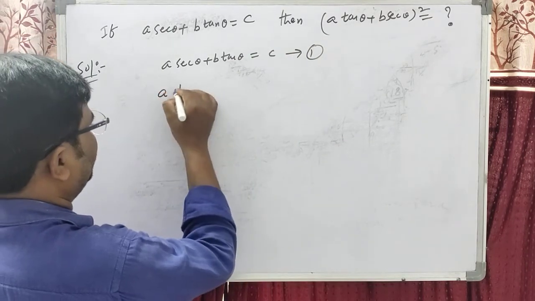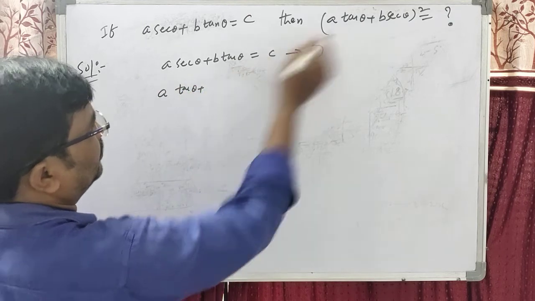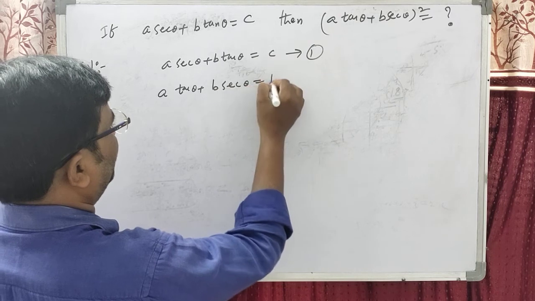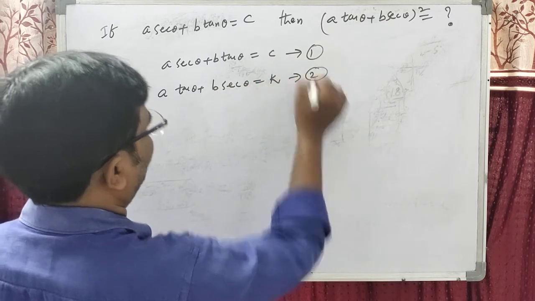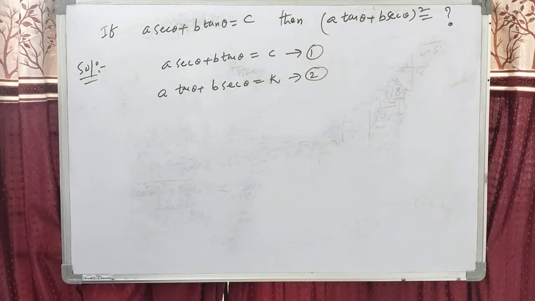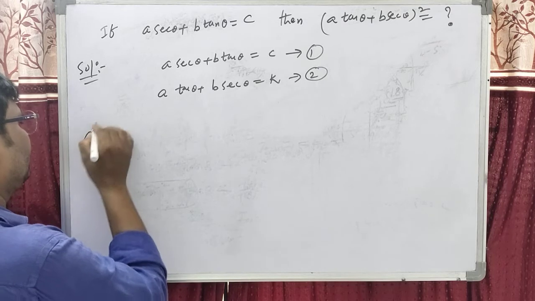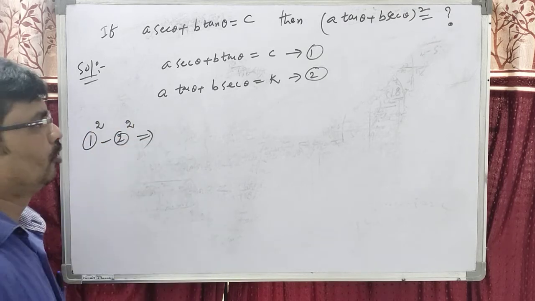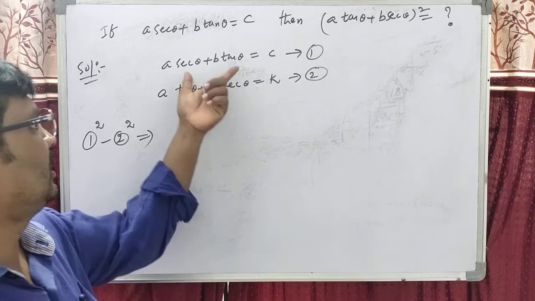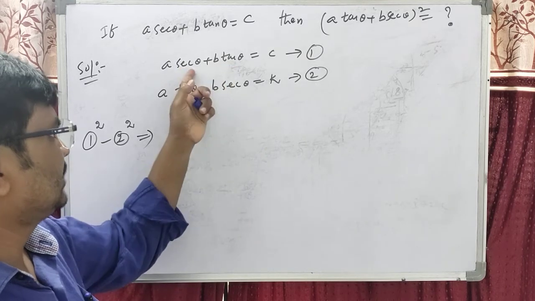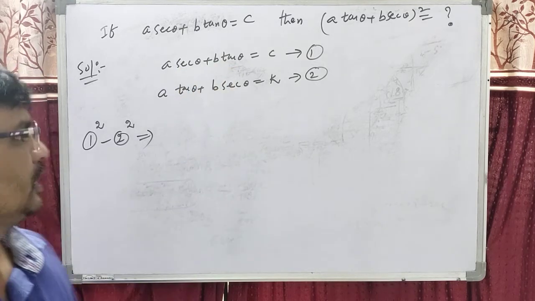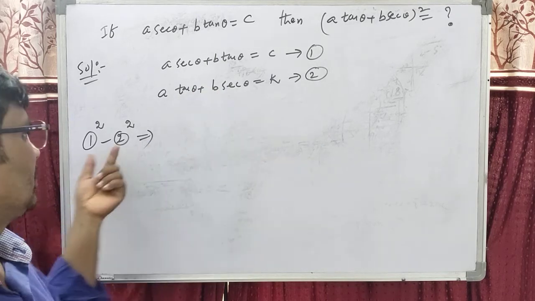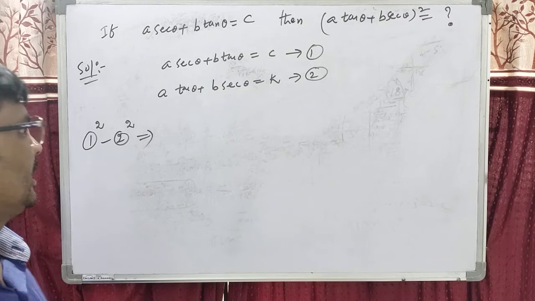Dear students, A tan theta plus B secant theta equals, let us take, K, as equation 2. Now equation 1 squared minus equation 2 squared. This is A square secant square theta, B square tan square theta, plus 2AB secant theta tan theta. This is also A square tan square theta, B square secant square theta, plus 2AB. After subtraction, 2AB cancels.